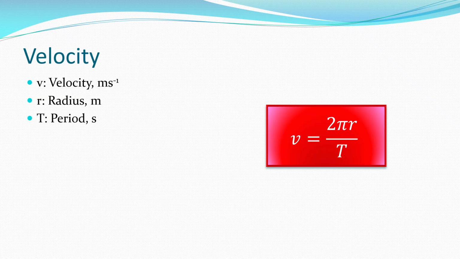So velocity is 2 pi r over T. It's basically a calculation derived from the circumference of a circle and the time it takes to travel around that circle, because speed is distance over time effectively. That's effectively what this is. Speed is velocity, distance is 2 pi r, which is the circumference of a circle, over the time, which is the period in this case, the time for one revolution.